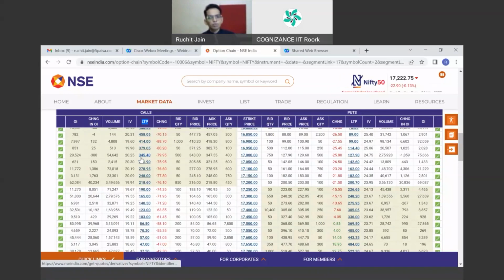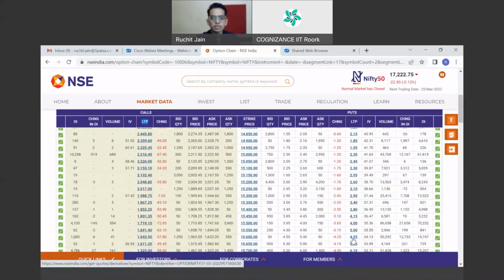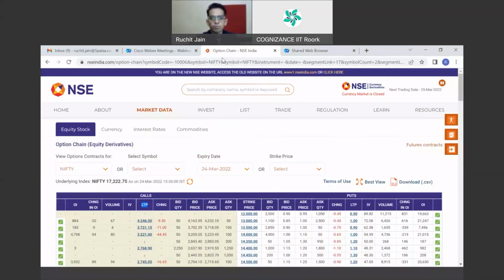As the expiry comes closer, what would happen with these out of the money options? If they remain out of the money, then the premiums will decay. And what would happen on the expiry day? All out of the money options will expire at zero value, zero premium, because there is only time value in that, which is zero on the expiry day. So I'll show you an example. Today was the expiry day, right? So we will see 24th March options data.